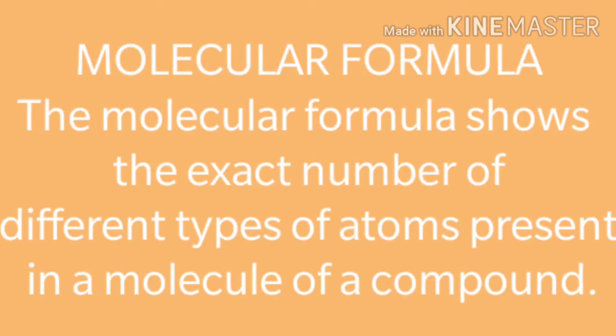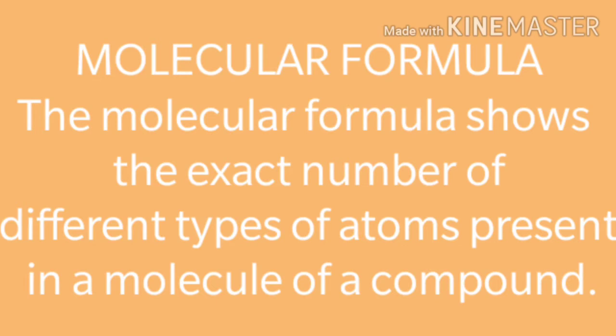Now for the molecular formula. The molecular formula shows the exact number of different types of atoms present in a molecule of a compound. That gives the actual number of atoms present in one molecule of the compound. For example, again I am taking the example of ethyne. Ethyne, its empirical formula is CH, but its molecular formula is C2H2.